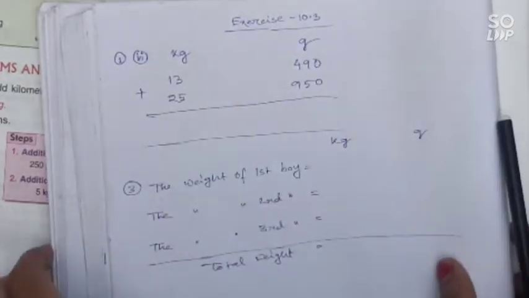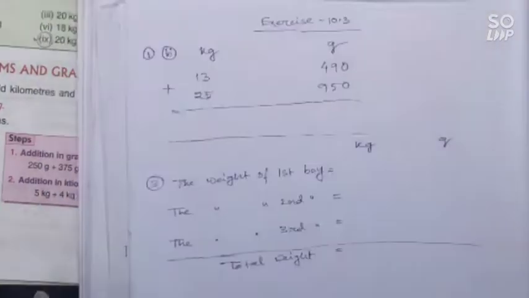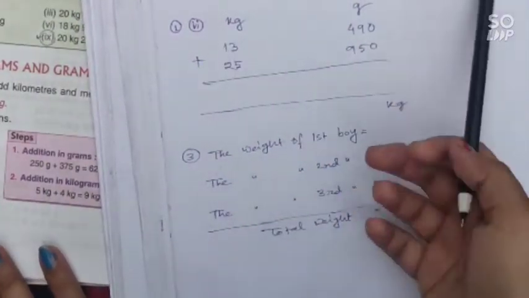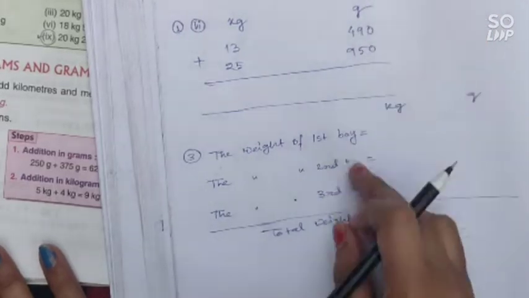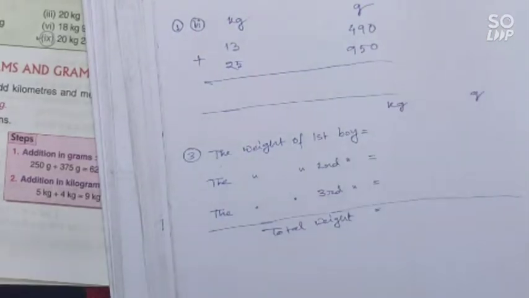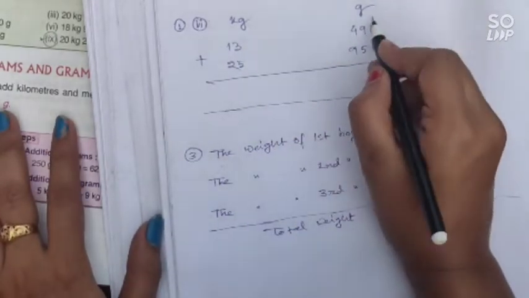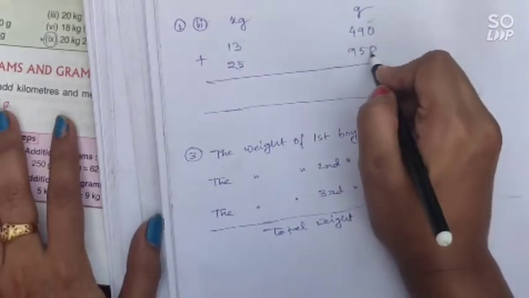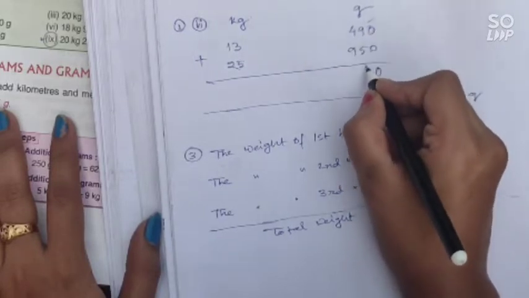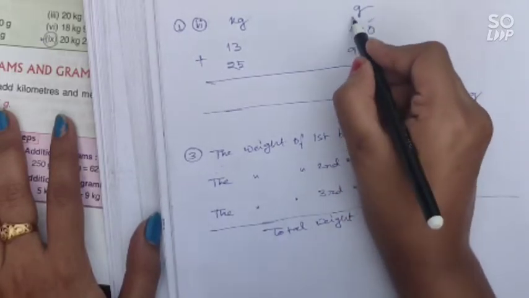Question number 16. Kilogram, gram. So you have to start addition. This is just like addition of 2 and 3 digit numbers with carry and without carry. So you have to start addition from the right side. 0 plus 0 is 0. 9 plus 5 is 14. So 1 will carry here.